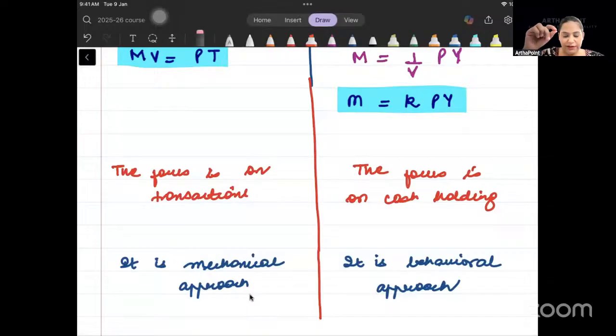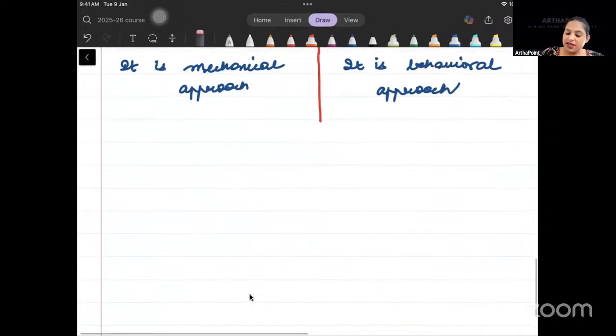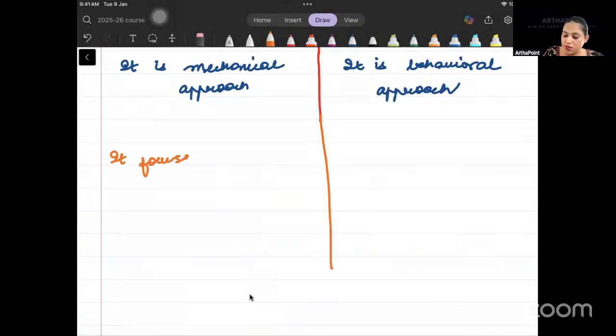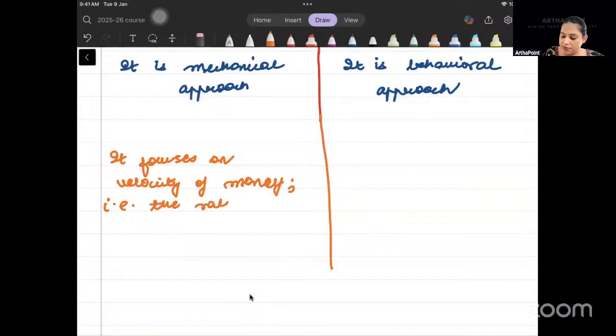So whenever we talk about the Fisher approach, because V comes in there, you can say that, please make a note, it focuses on velocity of money, right? That is the rate at which money changes hands.